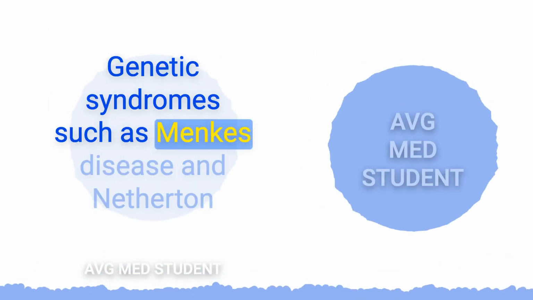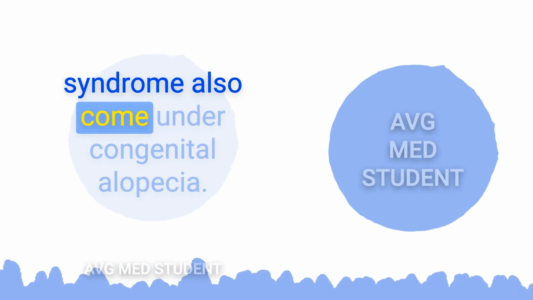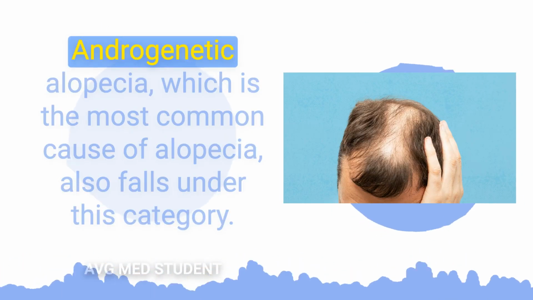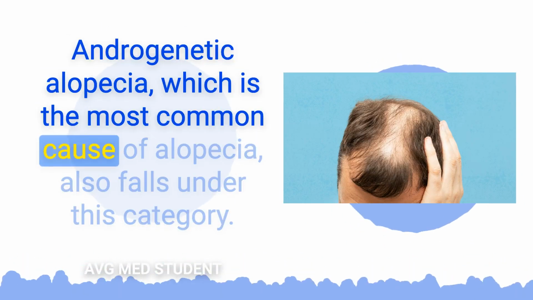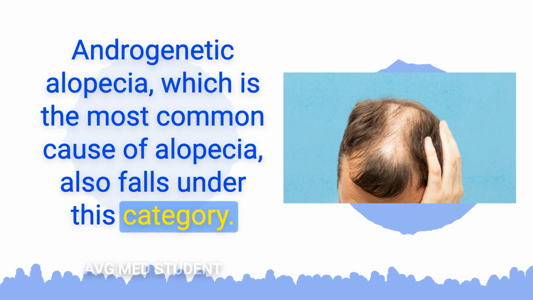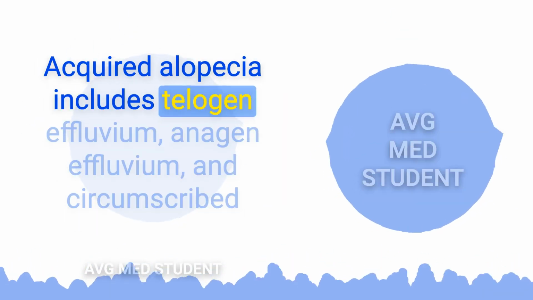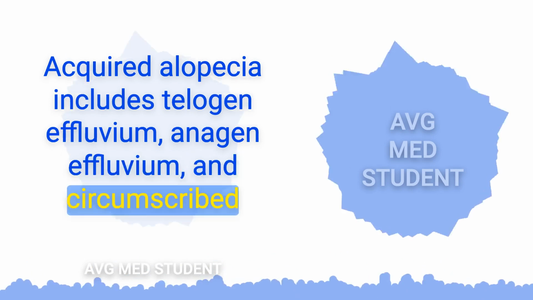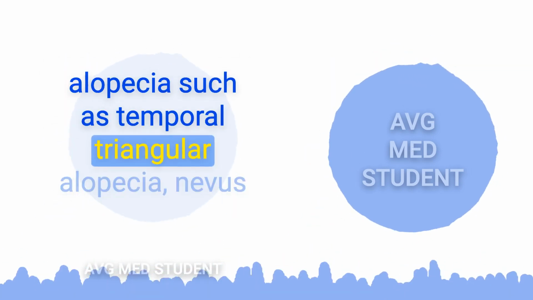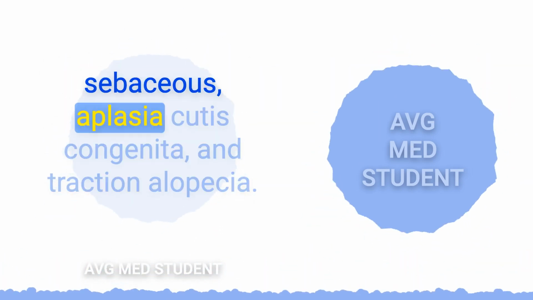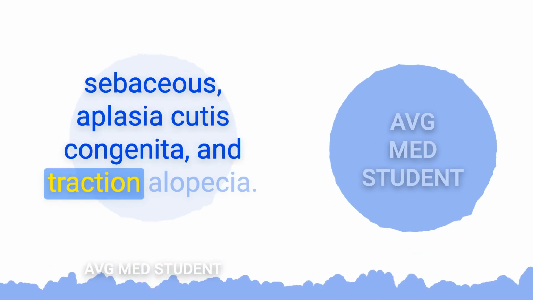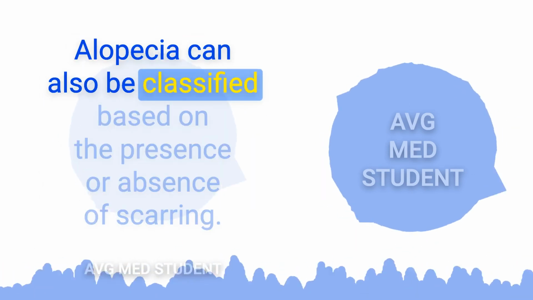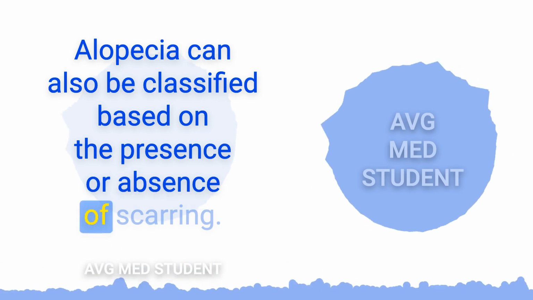Genetic syndromes such as Menkes disease and Netherton syndrome also come under congenital alopecia. Androgenetic alopecia, which is the most common cause of alopecia, also falls under this category. Acquired alopecia includes telogen effluvium, anagen effluvium, and circumscribed alopecia such as temporal triangular alopecia, nevus sebaceous, aplasia cutis congenita, and traction alopecia. Alopecia can also be classified based on the presence or absence of scarring.